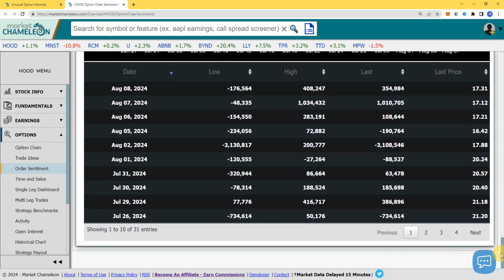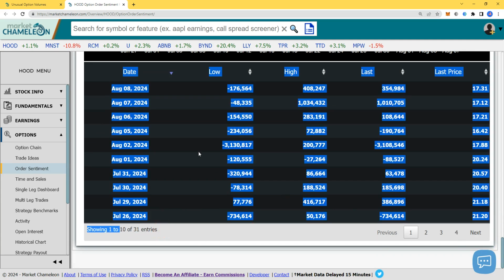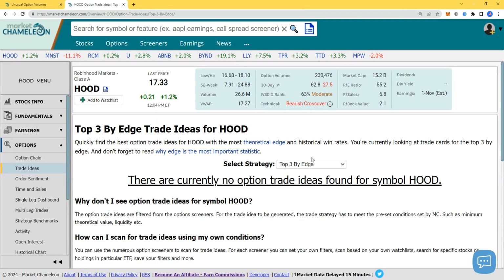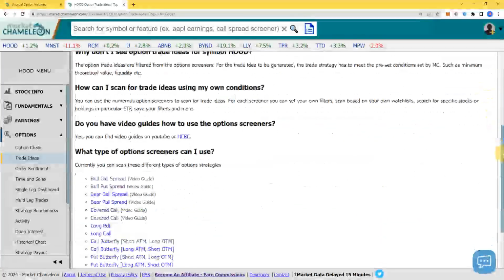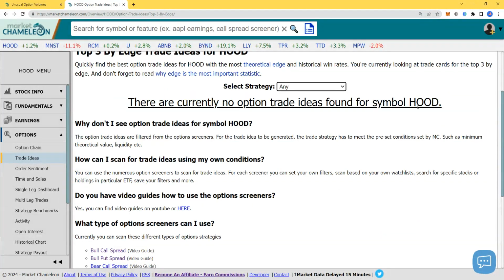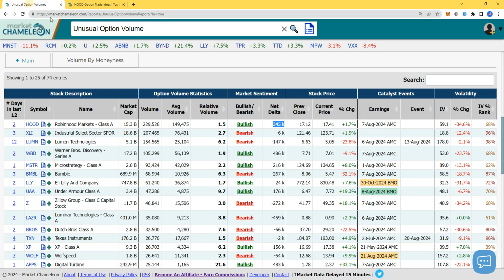And now we got some trades. I assume this is all the trades because this is 31 entries and that's just a lot. Okay, so we got this. Now if you go here, trade ideas, just to see if there's anything, click on any, see if there are any trades. Not really. Okay, well, good to know. That doesn't mean that there are no trades to make. It just means there's no edge to the trade.